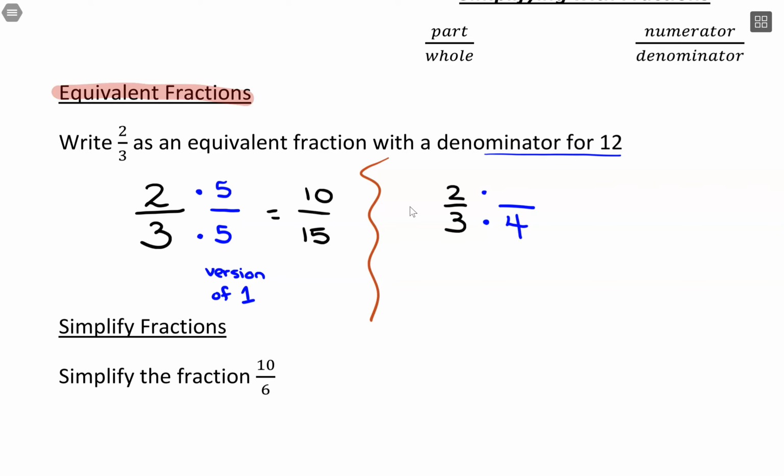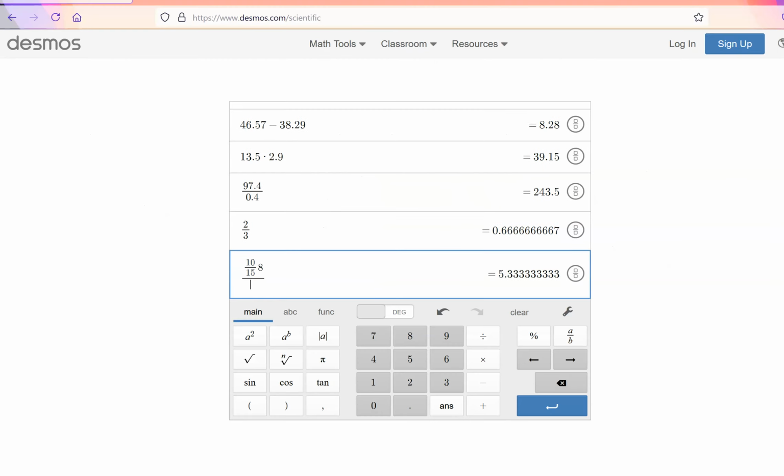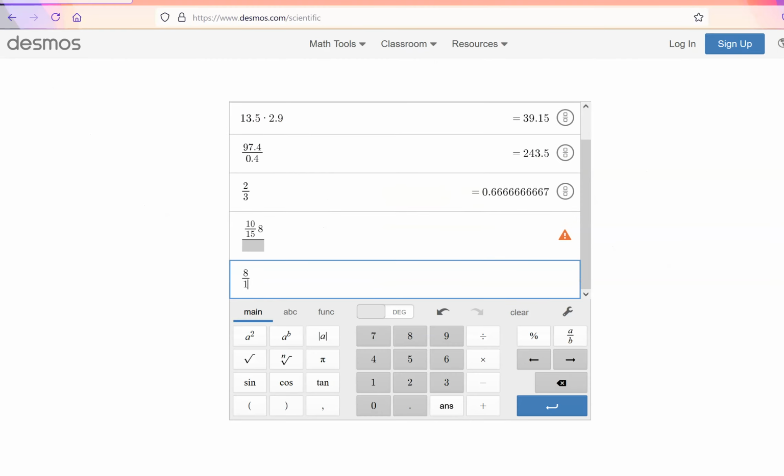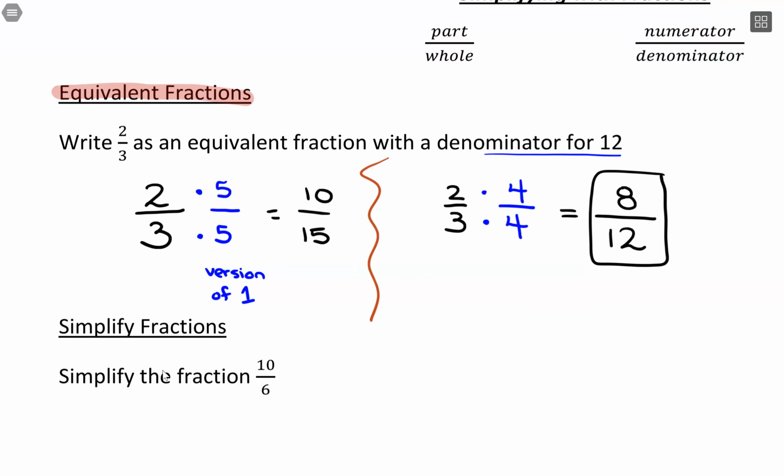And if I multiply the denominator by 4, I have to multiply the numerator by 4 as well. Have to be the same. So 2 times 4 is 8, and then over 3 times 4 is 12, and that answers our question exactly for this equivalent fraction with a denominator of 12 that is equal to 2/3. Again, if I went to my calculator and did 8 divided by 12, there is my 2/3 in decimal form. So equivalent fractions, multiply the numerator and denominator by the same value.